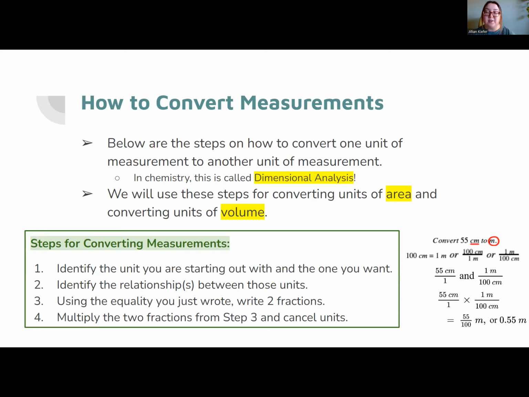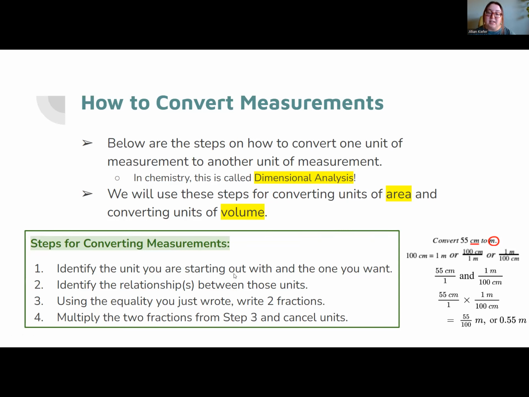So we have steps for converting measurements. There are 4 steps. The very first step is to identify the unit that you're starting with and the one that you want. We have a little example here off to the side. We'll read through this. We identify the unit. We have 55 centimeters, and what we want is meters. So we want to convert 55 centimeters to meters.